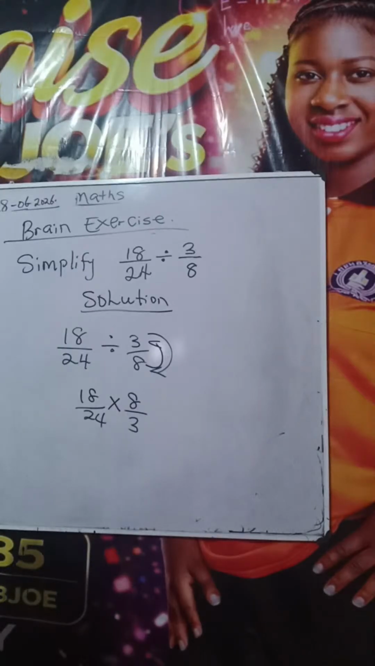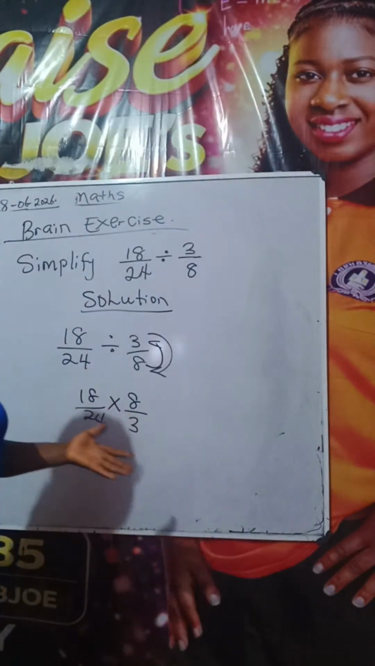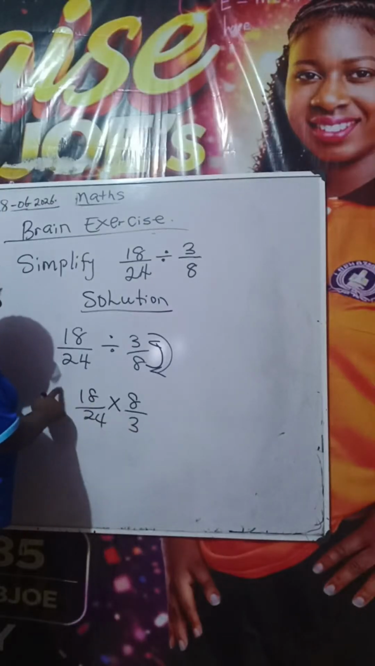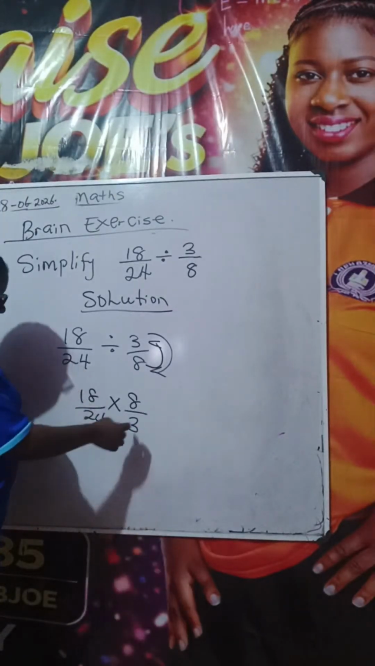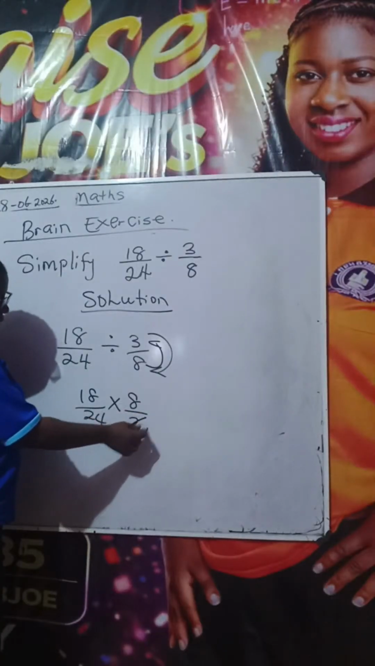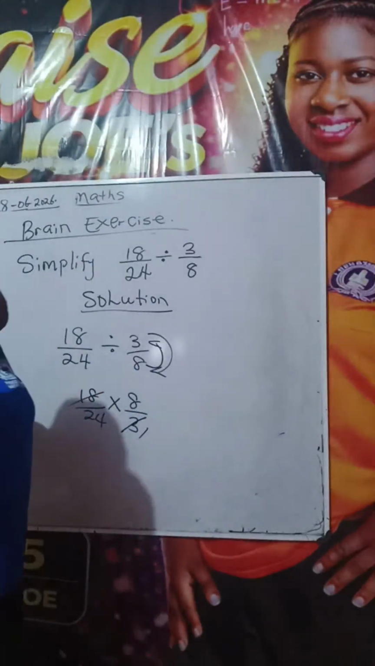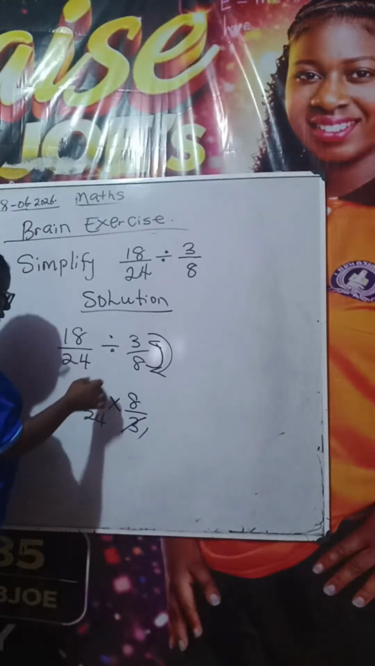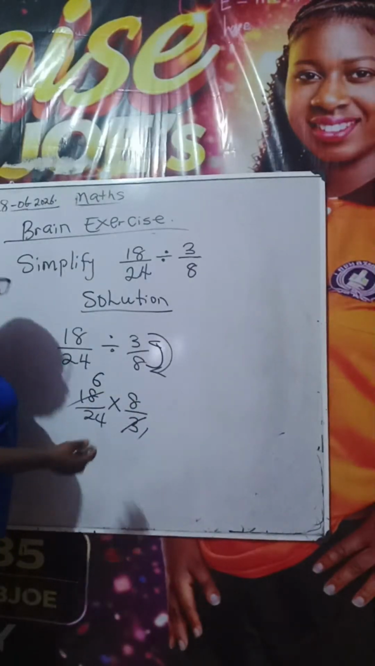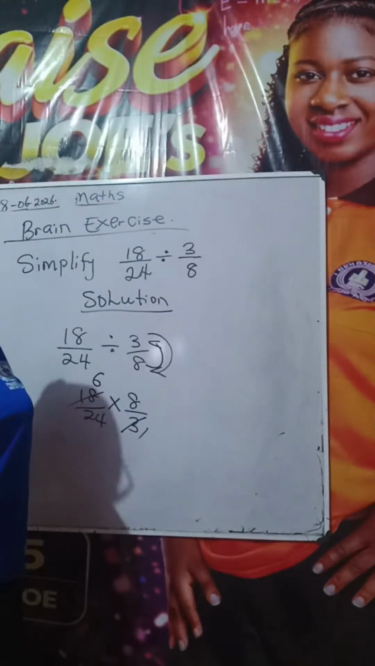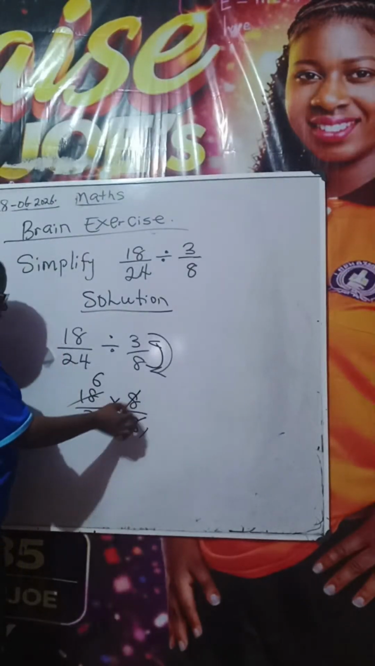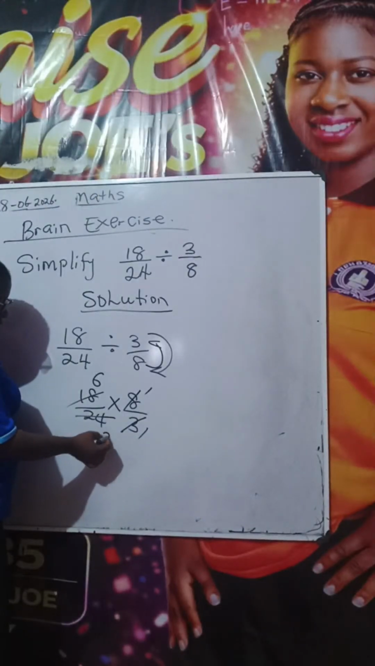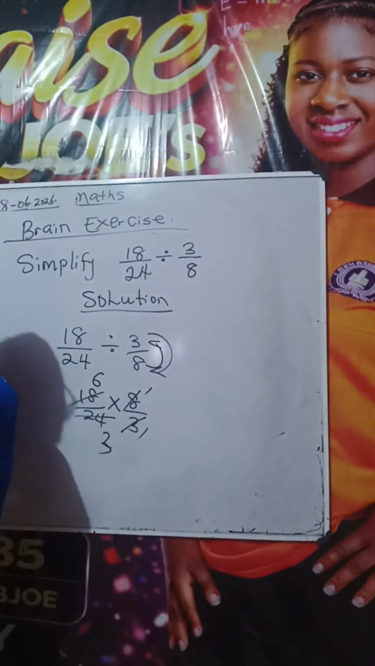Now, what do we do next? At this point, you check, can division take place? This and this, can they divide? 3 here, 1. How many 3 in 18? That will give us 6, correct? And 8 and 24, can they divide? Yes, again. So 8 here, 1. 24 divided by 8 will give me 3.